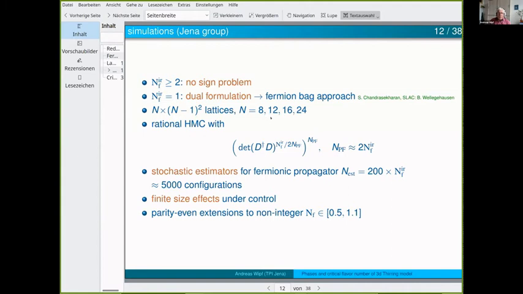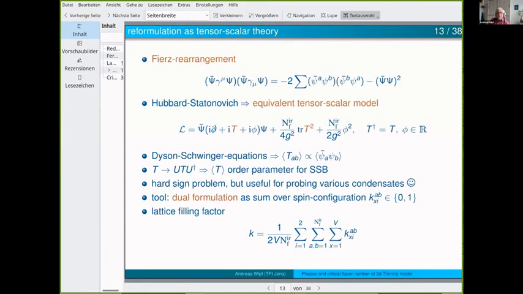We use rational hybrid Monte Carlo, with a certain number of stochastic estimators. We of course check for finite size effects, and at the end, we were interested in the critical flavor number near 1. So we finally zoomed into this domain of flavor numbers. More comes later. Okay, so this is not so important for the simulation, but it was very important for us for the analytic studies.